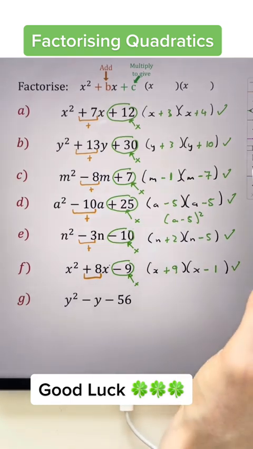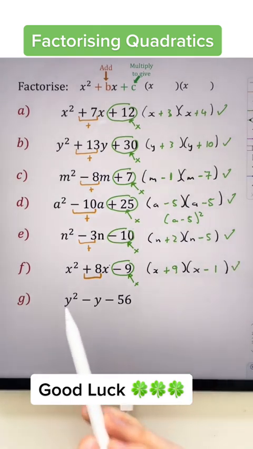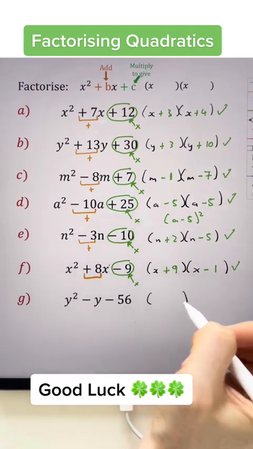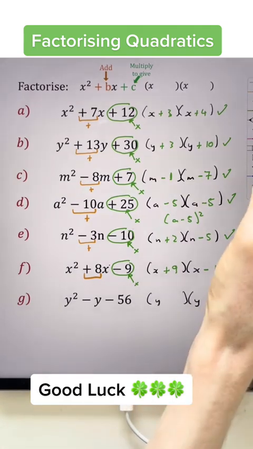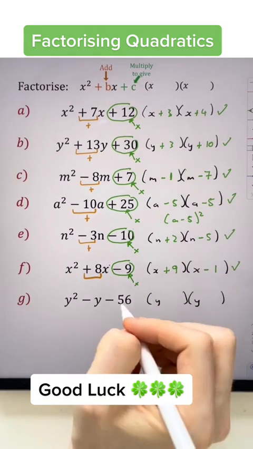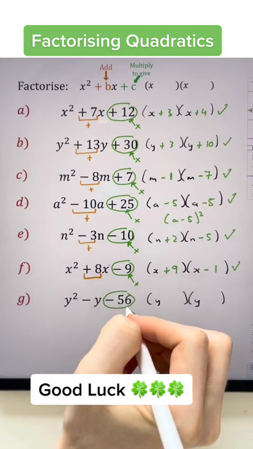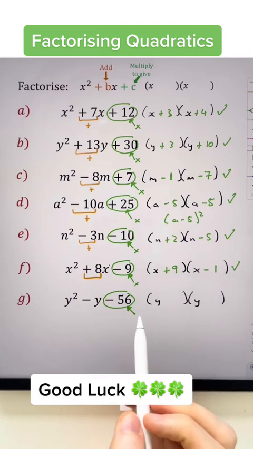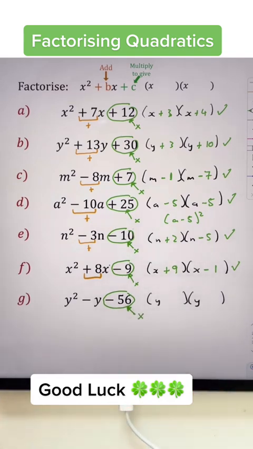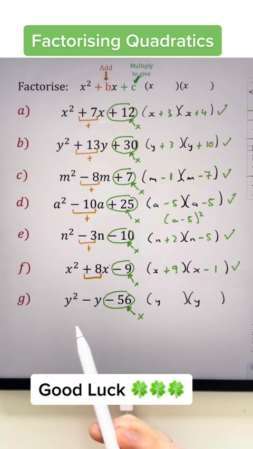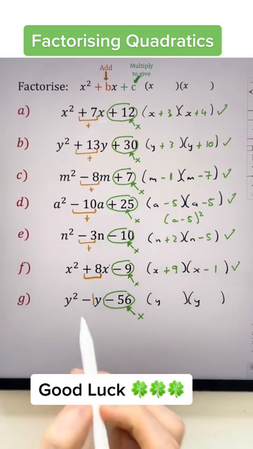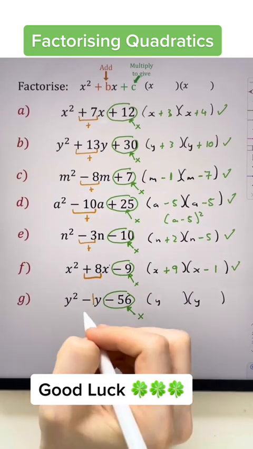For question G, in this case I've got a quadratic, 3 terms in terms of y. Therefore I'm going to have double brackets. As it starts y squared, I'm going to have a single y in each bracket. In this case I want to find two numbers that multiply to give us our constant, our number term, a term that has no letters associated with it, which in this case is negative 56. The same two numbers must add to give us the number in front of the single letter. If there's no number in front of a single letter, we know the number is 1. So here negative y is the same as negative 1y.